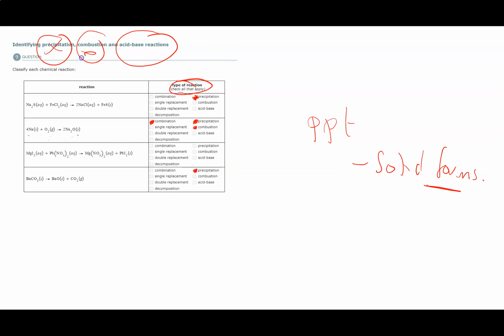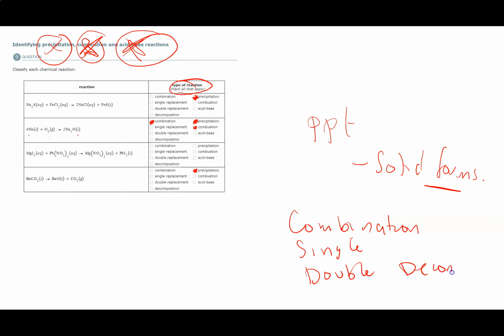Okay, so we've got combustion out of the way. And now, what about acid-base reactions? Well, no hydrogen is there, so it can't be acid-base. No hydrogen here, so it can't be acid-base. But there are many other things to check as well, aren't there? We've checked precipitation, combustion, acid-base, but we also have to check for combination, single replacement, double replacement and decomposition.